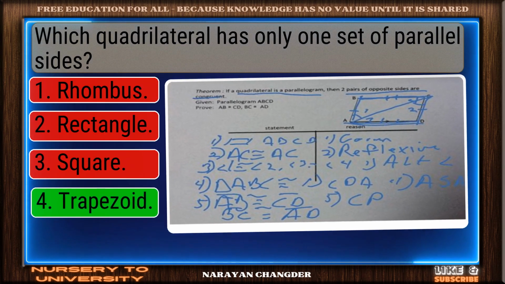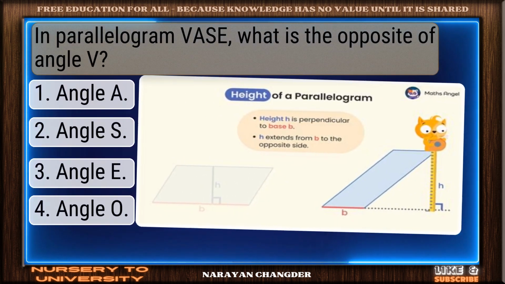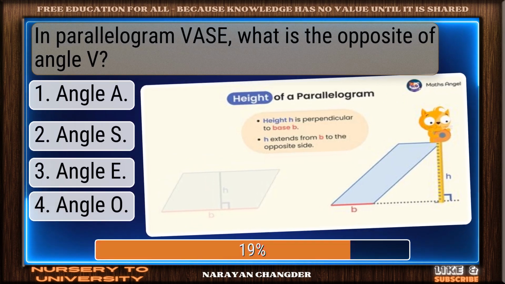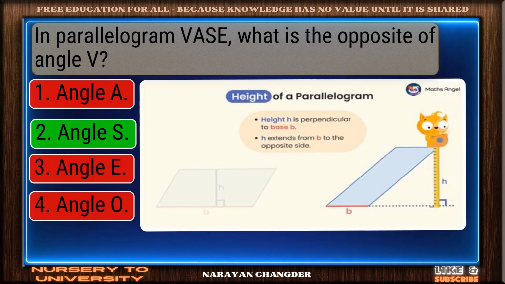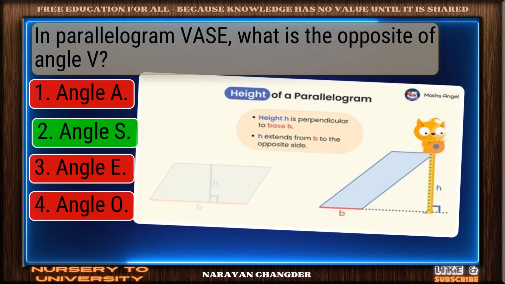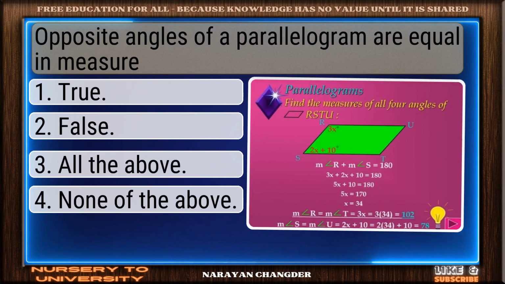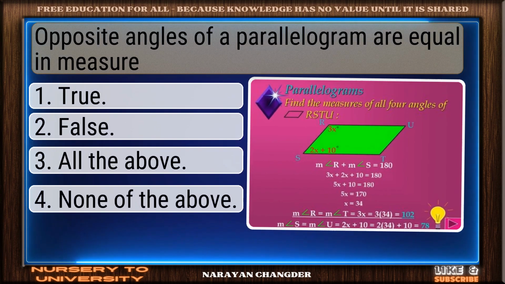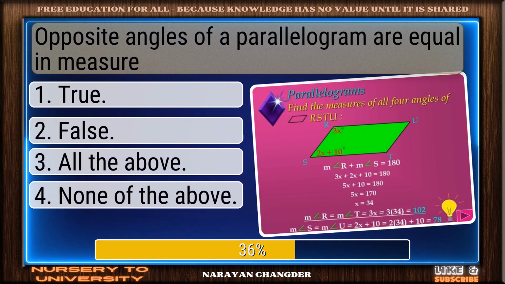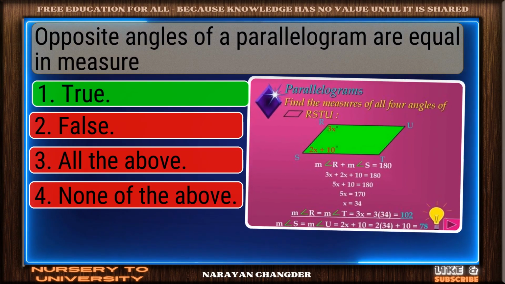Bravo. Trapezoid is the answer. Question number 87. In parallelogram VASE, what is the opposite of angle V? Exactly. Angle S makes sense and it is the right choice. Question number 88. Opposite angles of a parallelogram are equal in measure. You got it. Your choice, true, is right.